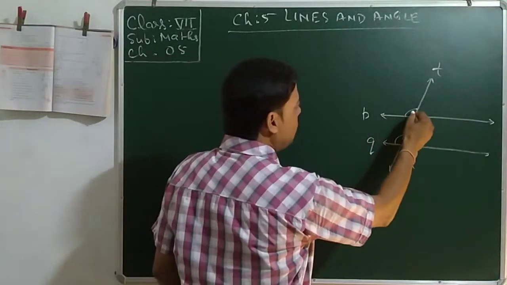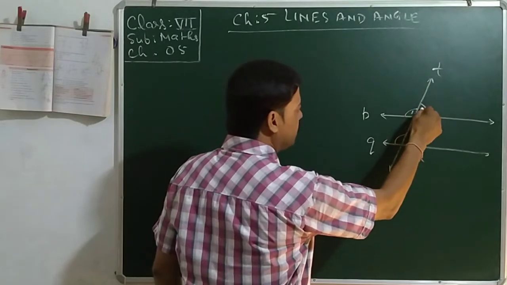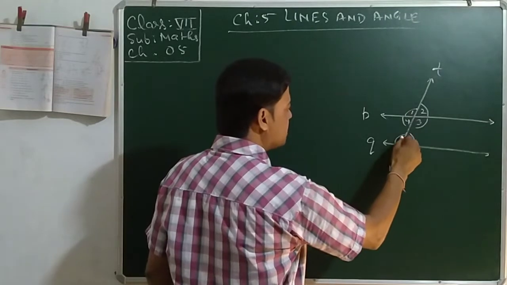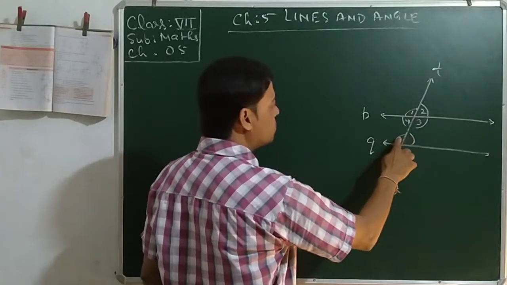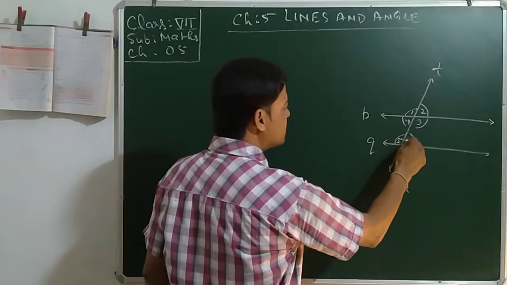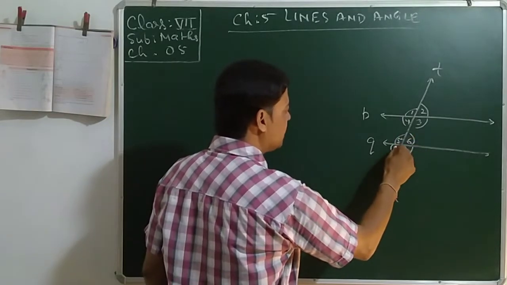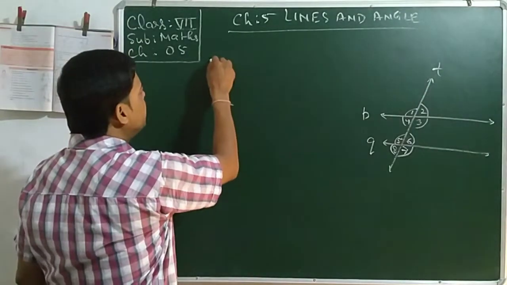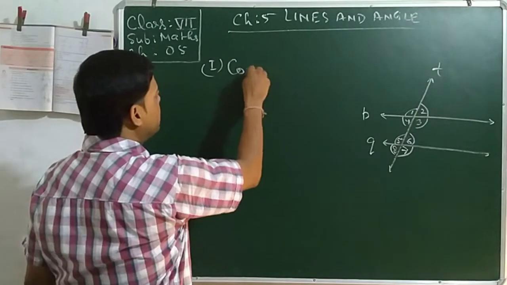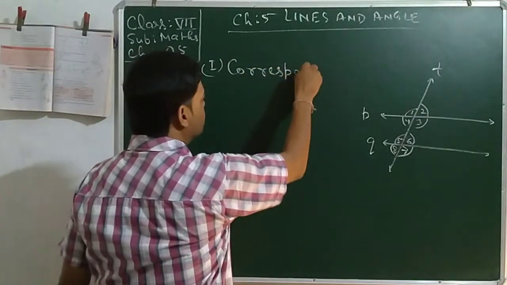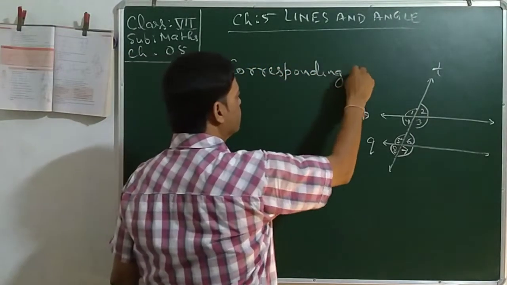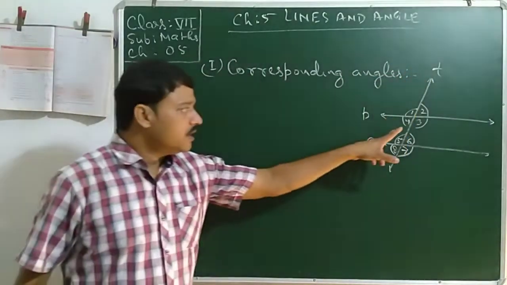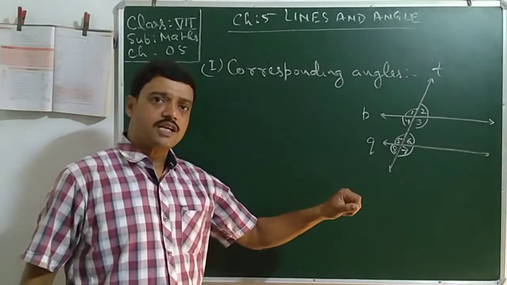So if I name all these angles as angle 1, angle 2, angle 3, angle 4, angle 5 should be here, angle 5, angle 6, angle 7 and angle 8. See here what happens. Now what are corresponding angles? First set, that is corresponding angles. The angles appearing at similar positions are corresponding angles.